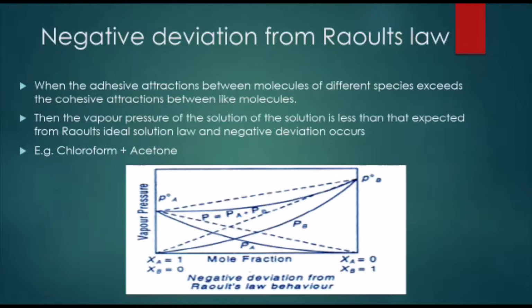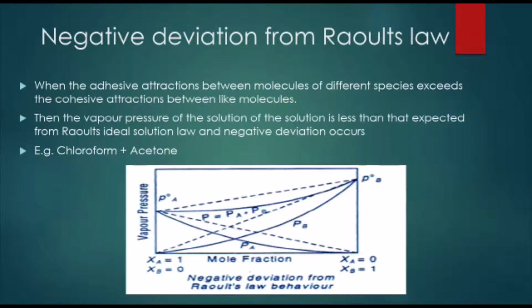The actual partial pressure, the summation of PA plus PB, is less than the total partial pressure, the value which should be obtained. As the partial pressure is less than the expected partial pressure, we obtain the negative deviation from Raoult's law. And here the example is chloroform plus acetone.